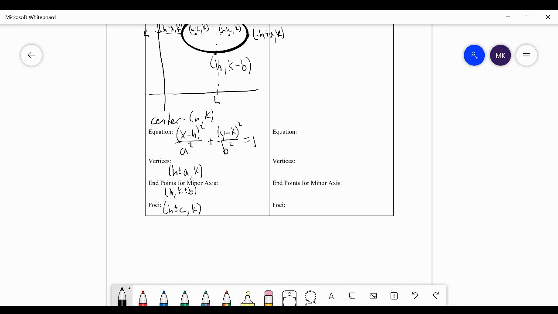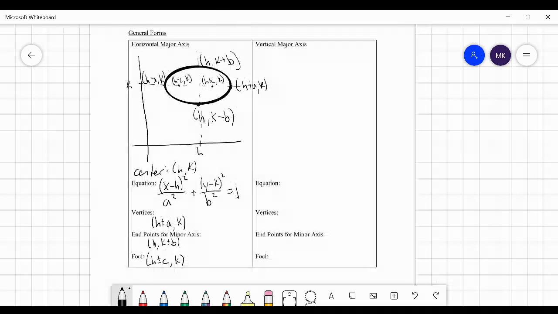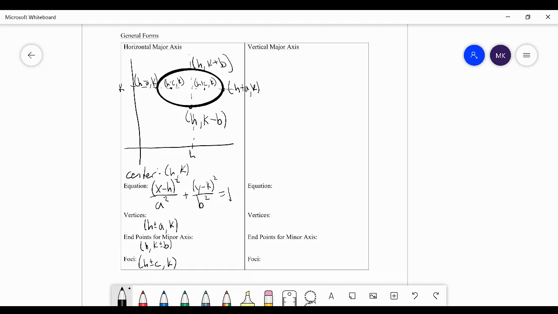If you will, essentially replace any zeros with the h and the k's, and all this ends up happening. So if you think about where our vertices on the other one were plus or minus a, you can think of that as 0 plus or minus a. But this is really the general form you want to think about. And so go from there.